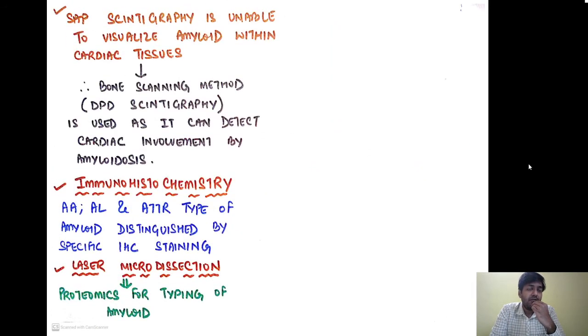Next, we have to understand one thing, that this SAP scintigraphy is unable to visualize amyloid within the cardiac tissues. So for visualizing amyloidosis in the cardiac tissues, the bone scanning method, that is DPD scintigraphy, is used, as it can detect cardiac involvement by amyloidosis.